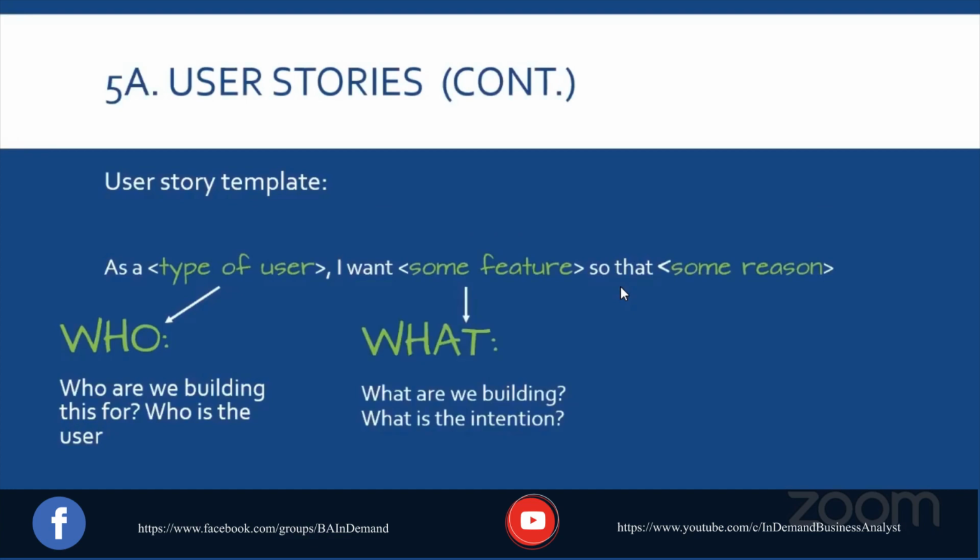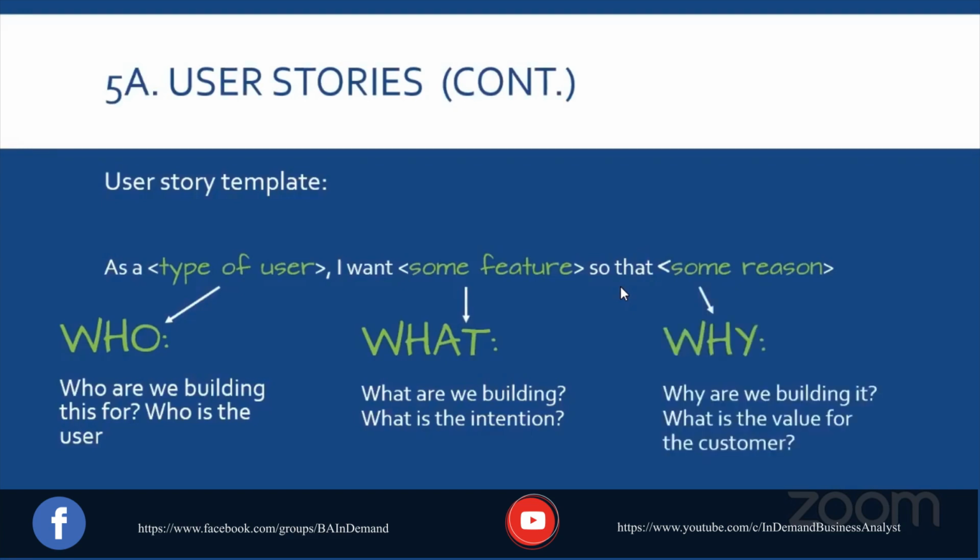Some feature is the what we're building. What are we building, and what is the intention for building that feature? And some reason is the why. Why are we building this? What is the value for the customer? As I mentioned, the 3 W's, who, what, why, will make your life easier when you're writing user stories if you remember this format and this key of who, what, and why.